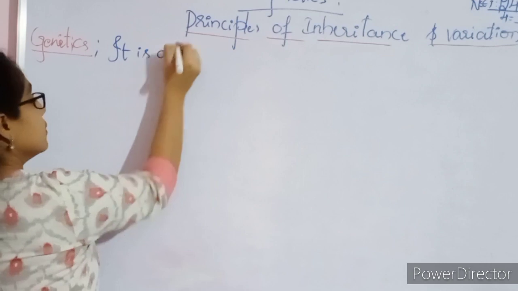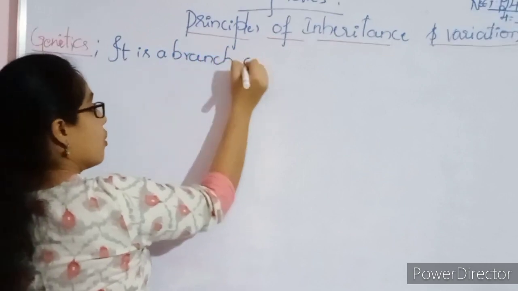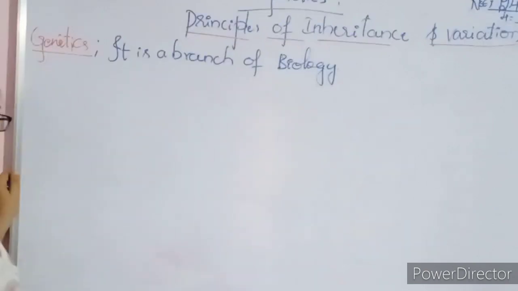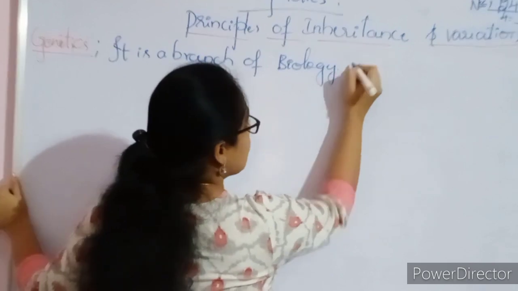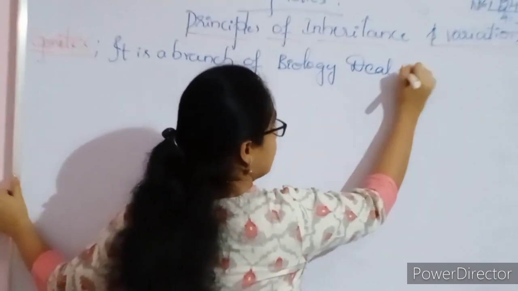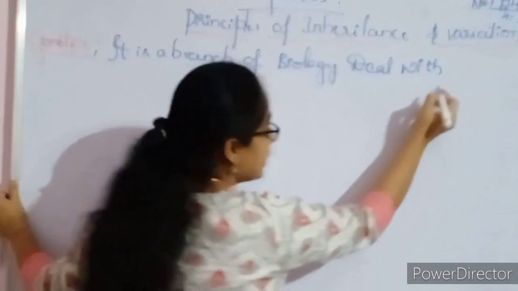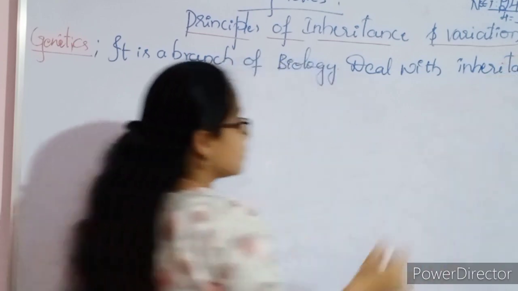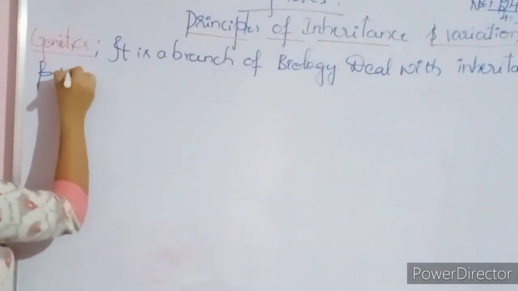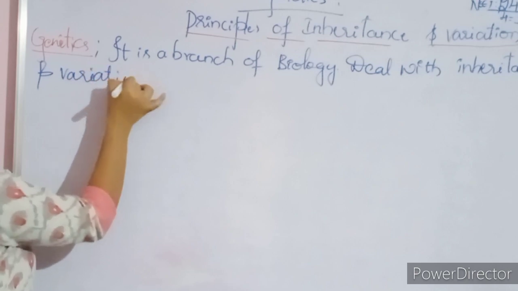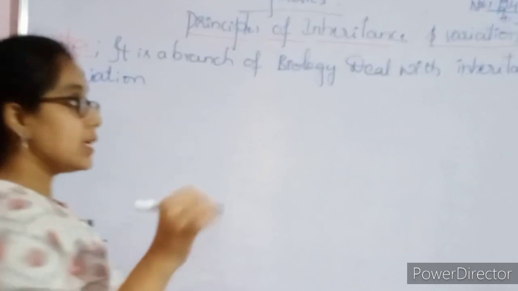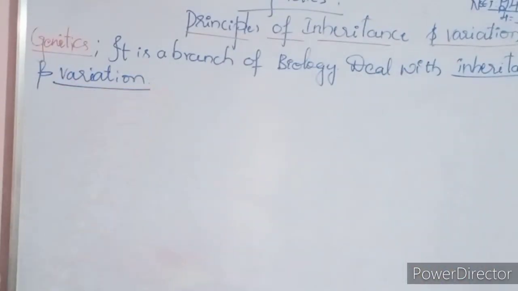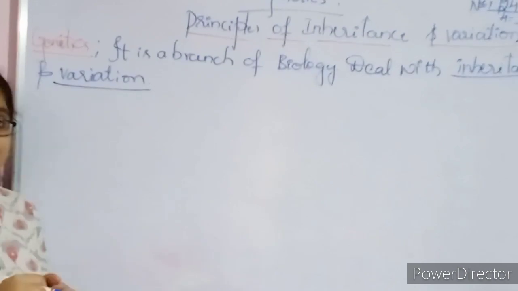It is a branch of biology. That means genetics is a branch of biology which is going to deal with inheritance and variation. So in this definition, you can see two different words, inheritance as well as variation. So what are inheritance and variation?